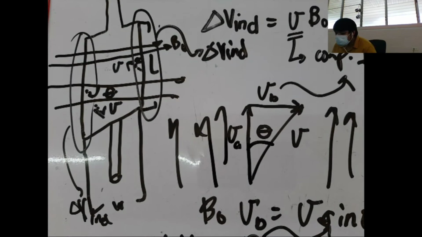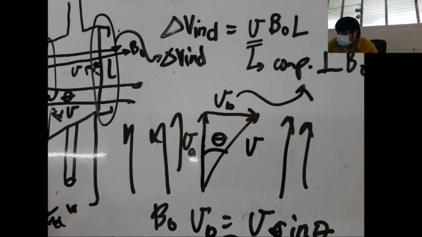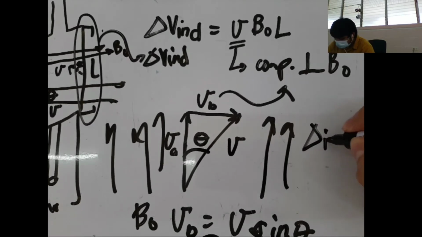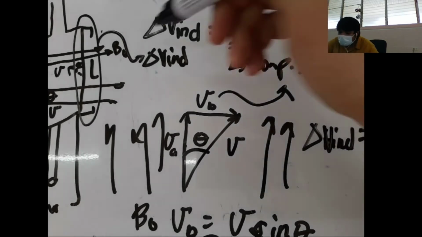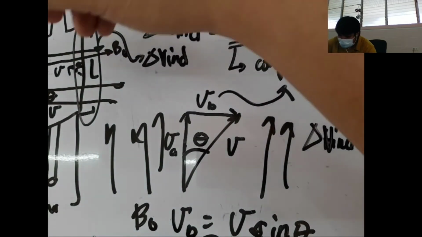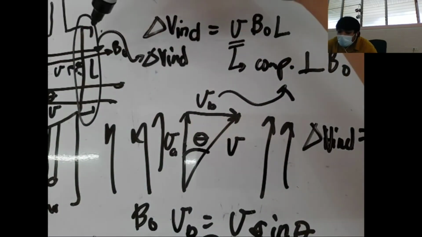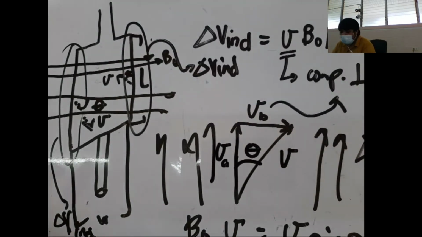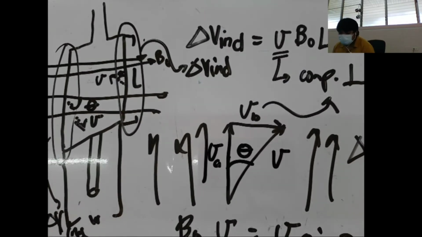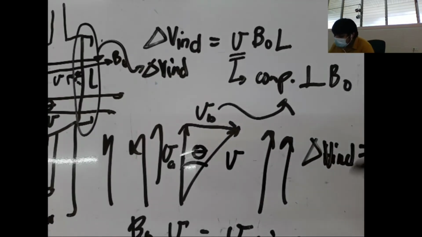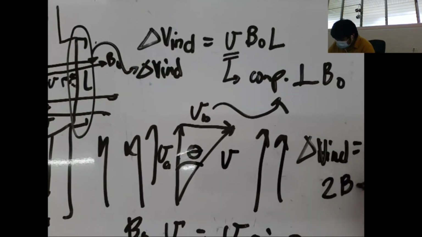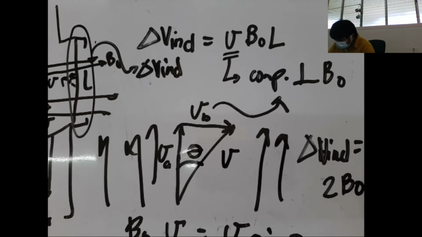So that means the total induced voltage produced by the generator coil is equal to the sum of the induced voltages that each of these sides of the generator coil produce. Since they have the same magnitude, we just multiply this by 2. So this will become 2 B null L sine theta.